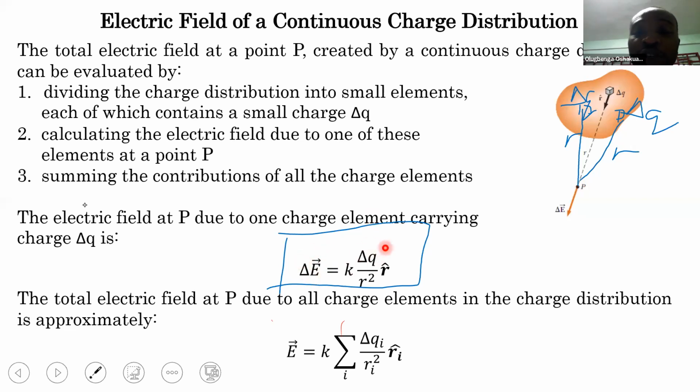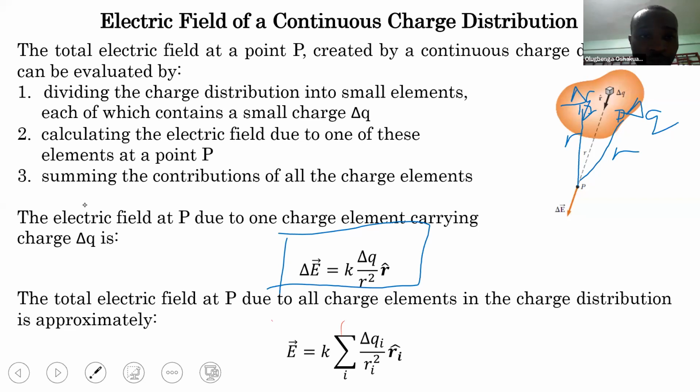Each of the delta Qs will be contributing a certain delta E at a particular point P, which is r distance away. That is, r is the distance of separation between that delta Q and the point P, where we are interested in knowing the electric field strength.